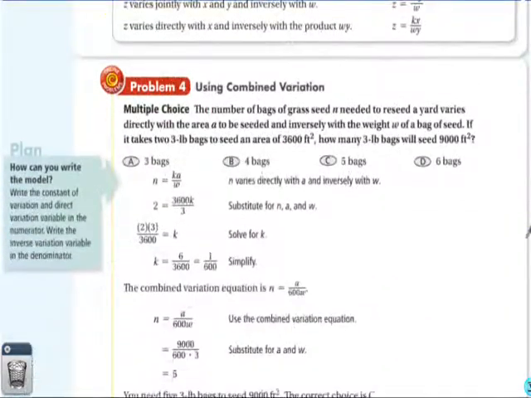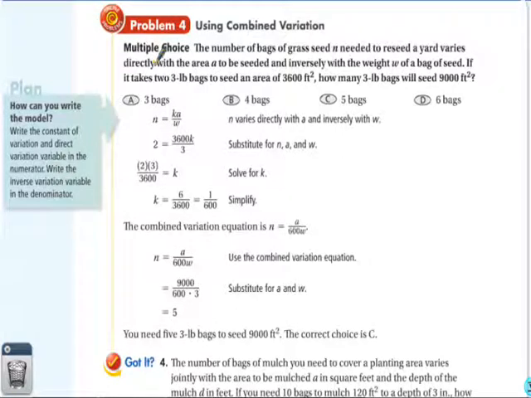All right. So how do we use that? Well, right here, for example, the number of bags of grass seed, N, needed to reseed a yard varies directly with the area to be seeded and inversely with the weight of the bag of seed. If it takes 2 3-pound bags to seed an area of 3,600 square feet, how many 3-pound bags will seed 9,000 square feet?